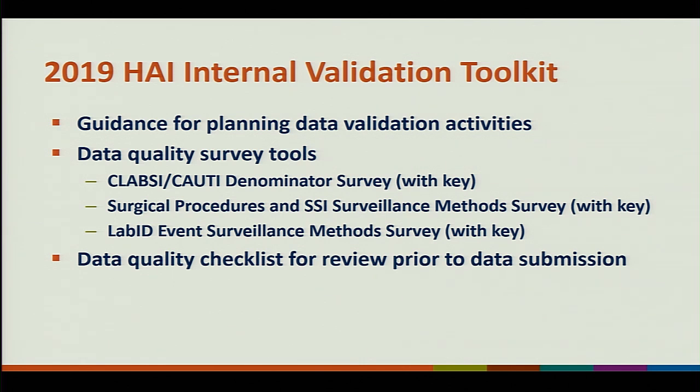The internal validation guidance document provides guidance and recommendations for data validation activities to ensure that data reported to NHSN are of high quality. Included in the document are our data quality survey tools that can be implemented to learn about your facility's current surveillance practices and identify needs for additional staff training. There is a separate survey for CAUTI and CLABSI, one for SSI and one for lab ID events. And we also have data quality checklists, which I'll go into later, for each HAI type that will provide you a list of metrics recommended by our NHSN SMEs for reviewing your data prior to its final submission.